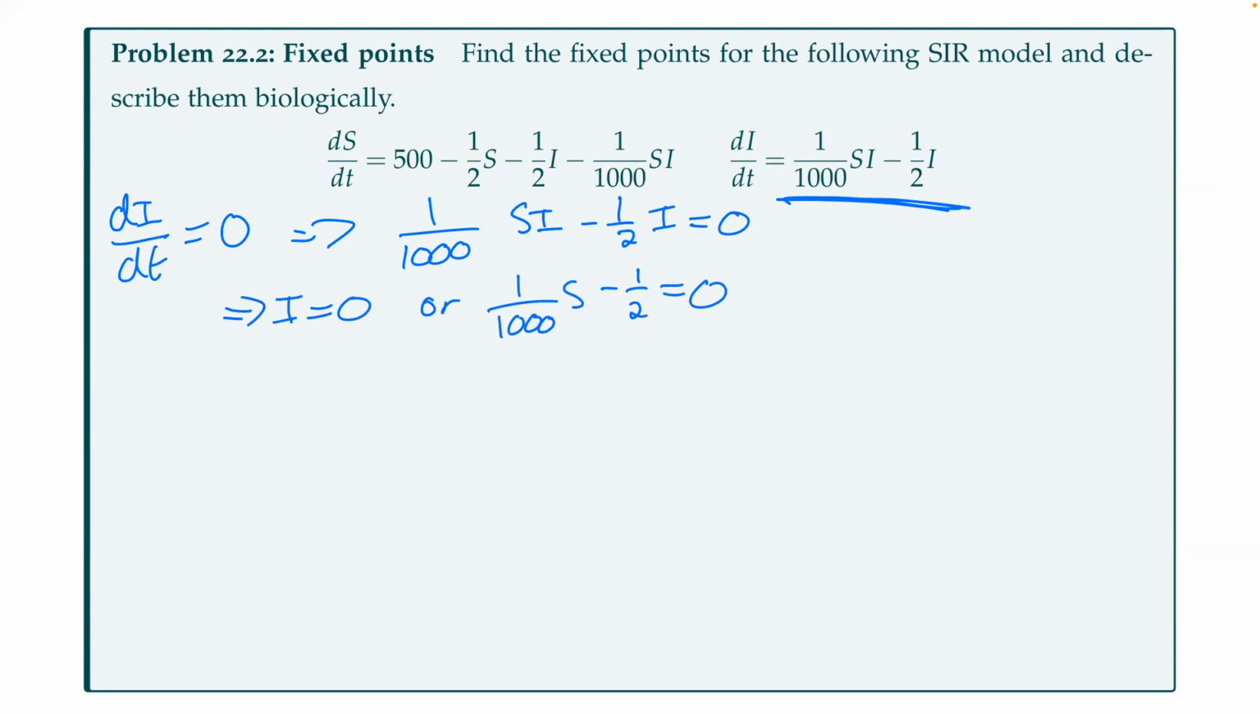So if we factor out that I, we know that I has to equal 0, or the thing in the brackets, which is 1 over 1,000 times S minus a half, must equal 0. So if we rearrange this, this tells us that S has to equal 500. So we know that for dI/dt to equal 0, the change in the number of infected individuals to equal 0, we either need there to be no infected individuals, or we need there to be 500 susceptible individuals.